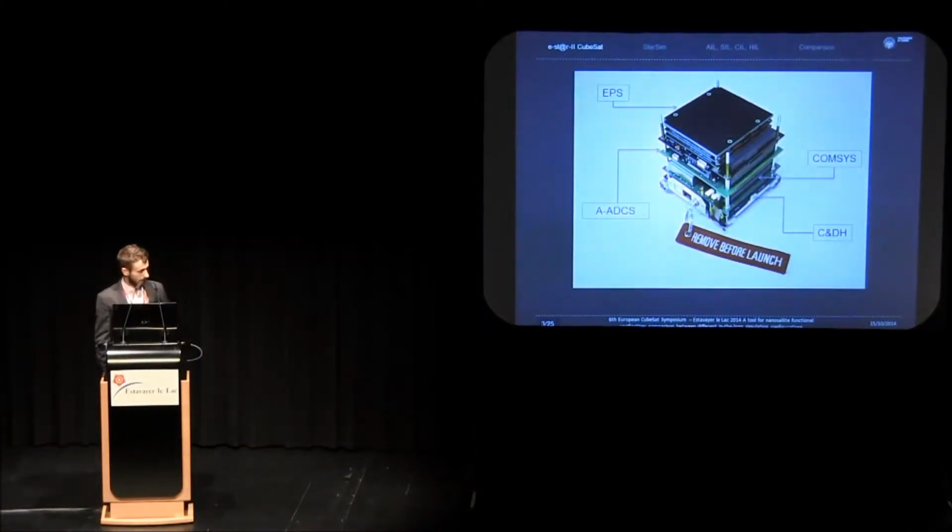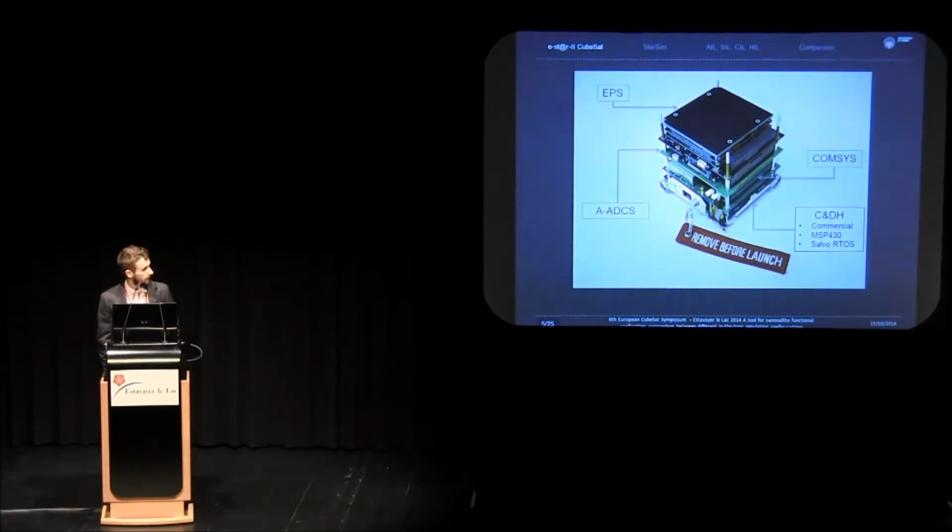Going inside, as you see, it's composed of 4 main boards. Maybe the most important one is the active attitude determination and control system, which is the payload of our mission. It's in-house designed and consists of 3 magnetic torquers for control and has an inertial measurement unit with magnetometers for determination. The processor is an ARM processor, and it's the second board from the top.